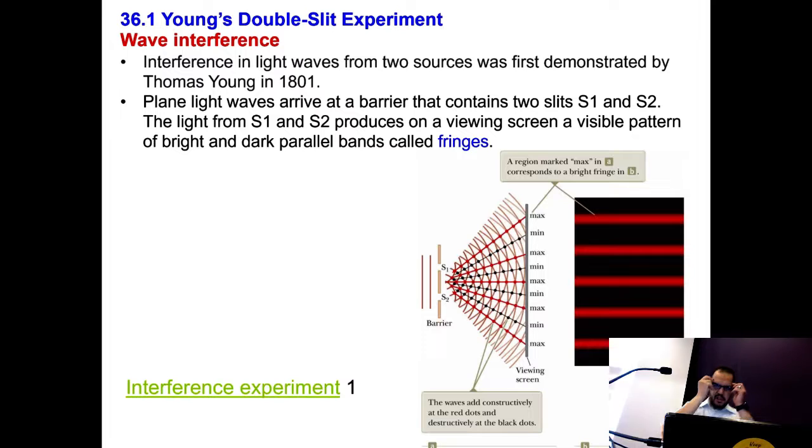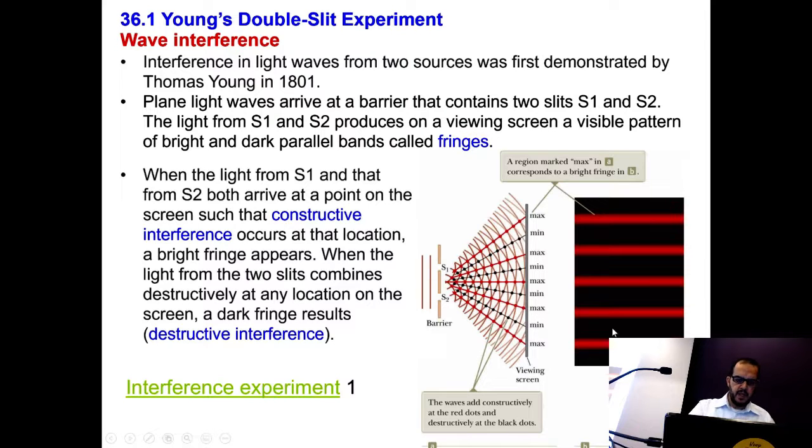So this is what we just have observed. And this was originally done by Thomas Young in 1801. So this is a very interesting experiment. So we said at the bright spots we have constructive interference, and at the dark spot we have destructive interference, because the waves cancel each other at that location.